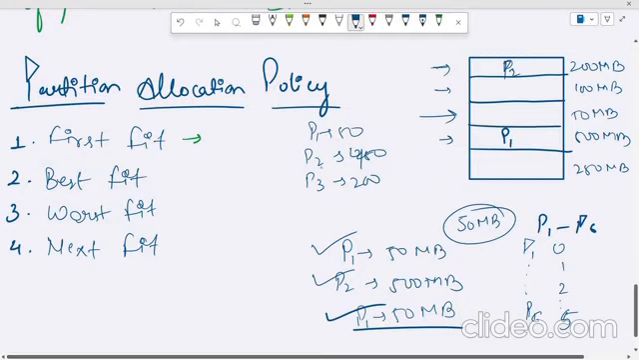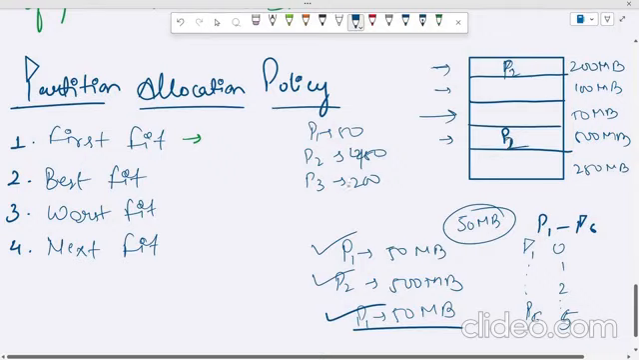Now in the second case, P2 needs 450 of space. So it checks the second block, and the space is 100 MB. Definitely not able to reside there. In the third, the space is 50 MB. Definitely not able to access this space. Now the next one is 500 MB. So P2 is allocated to this part.